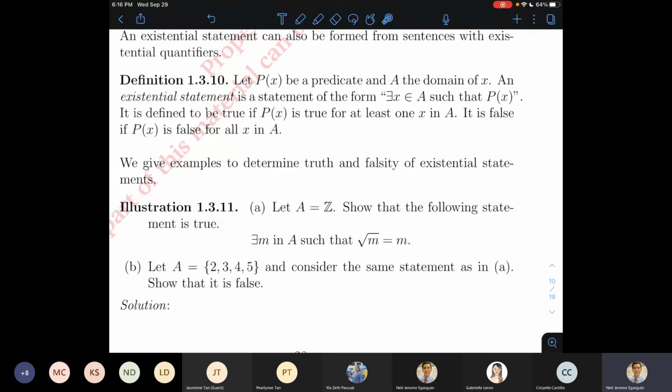Oh yes, Neil Christian. Baka nauna si Neil Christian. False po siya kasi kahit anong i-substitute mo po sa 2, 3, 4, 5 po sa dito po sa square root of m equals m po, wala pong magiging true po, sir. Okay, great. Thank you, Neil Christian. That's correct. Kasi kahit ano yung i-substitute mo dun sa m, coming from the set 2, 3, 4, 5, walang magpapatrue dun sa statement. Dahil napakita na natin na kahit anong element ng domain, i-plug in mo dun sa statement, laging false. So that makes this existential statement false.